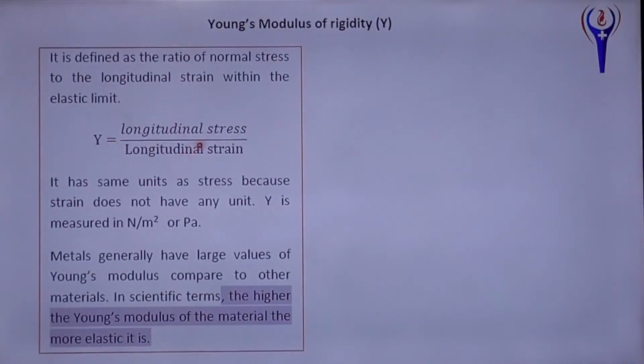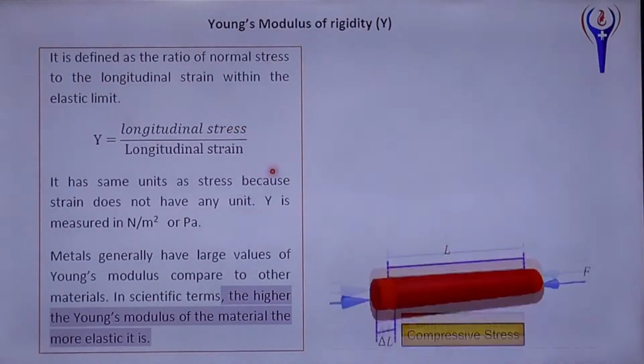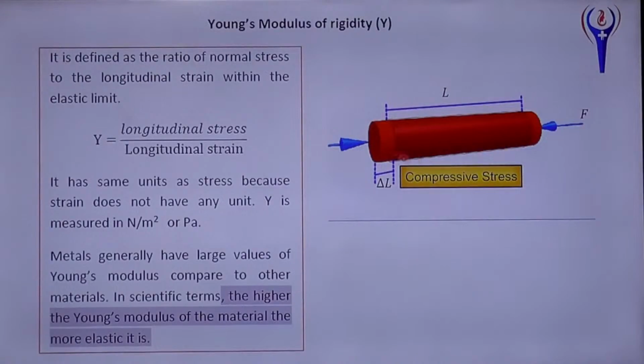Young's modulus we discussed as longitudinal stress by longitudinal strain. This is the Young's modulus. L is the length of the material, and by applying force there will be a change in length. Change in length by original length will be strain, and stress will be force by area. On simplifying we will get the formula. And the higher the Young's modulus, the more the elasticity.